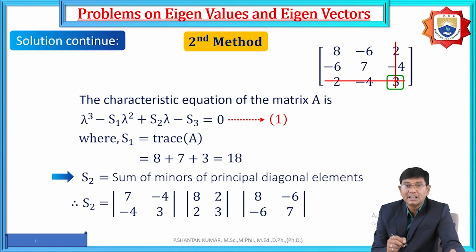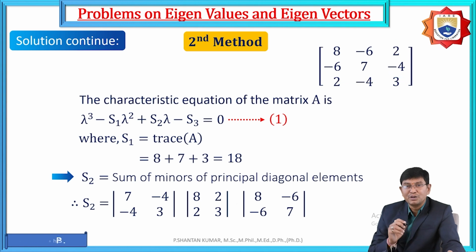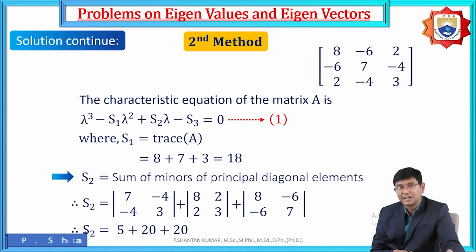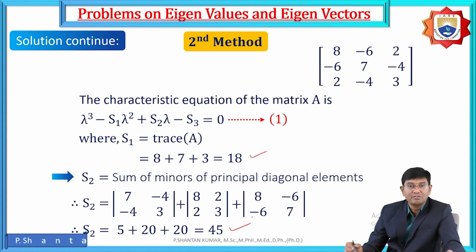That means these 3 are the minors of the diagonal elements, but we need to find the sum of these 3 terms. Therefore we add them, finding the 2 by 2 determinant values. Here the values are 5, 20, 20. Therefore, S2 is equal to clearly 45. Therefore, S1 is 18 and S2 is equal to 45.